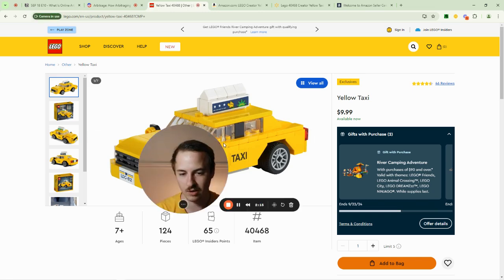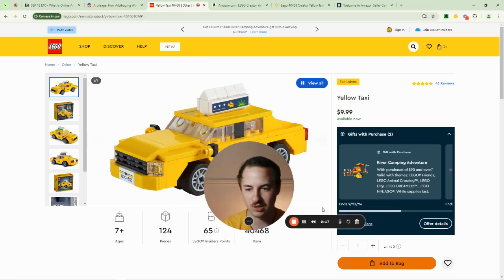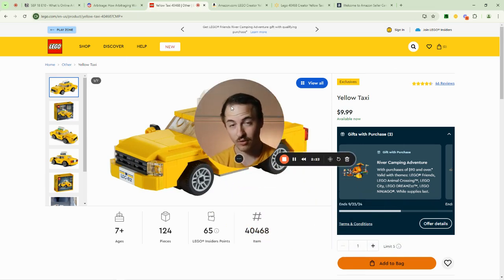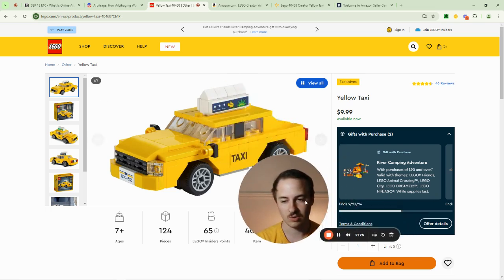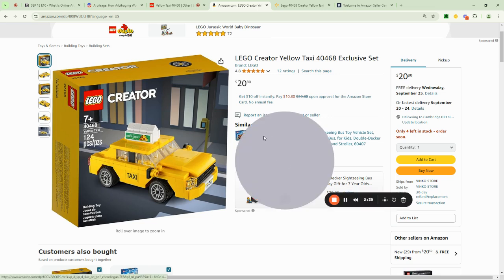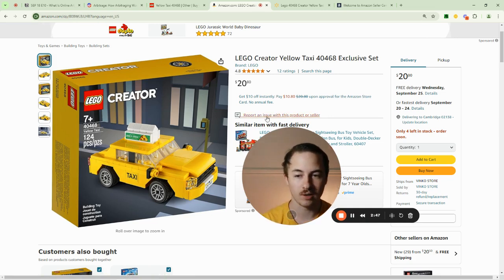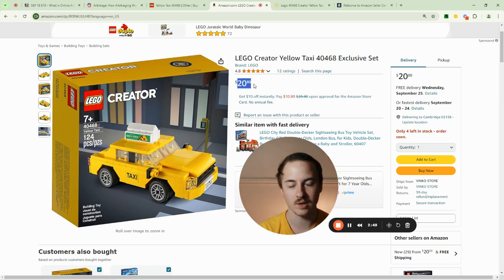So here we've got lego.com, and this is the product on lego.com. It is $9.99. I'm going to show you two different instances. In the definition, this would be called an asset. This is an asset that's $9.99, which just happens to be this Lego taxi set. But on Amazon, this asset is on a different marketplace. Before it was on Lego's website, but now it's on Amazon, where it's $20.80. So it's two different markets.